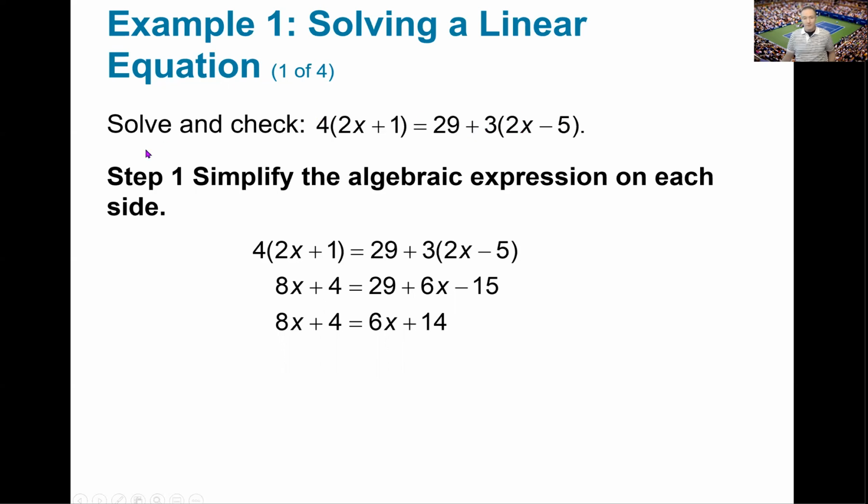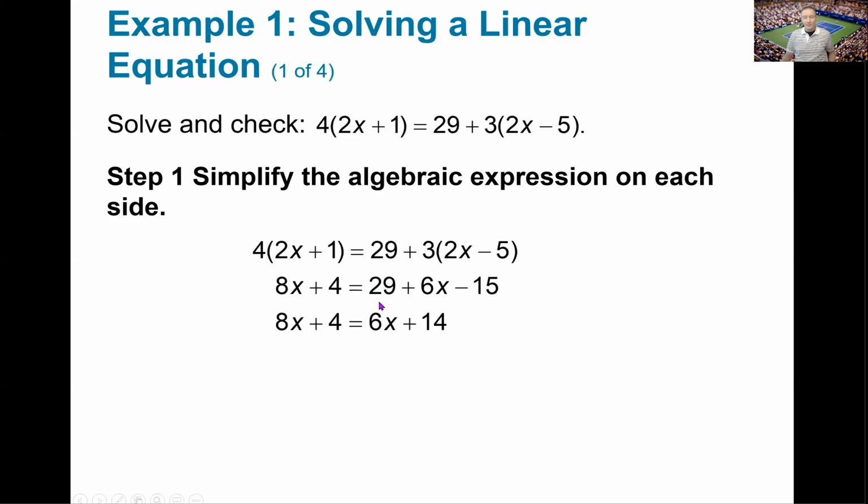Well, if you go back to my directions, the first thing I said is to get rid of any parentheses on each side. So when I'm trying to solve this linear equation, that's the first thing I do. I'll distribute the 4 through this group and I'll get 8x plus 4. On the right-hand side, when I distribute the 3, I'll get 6x minus 15.